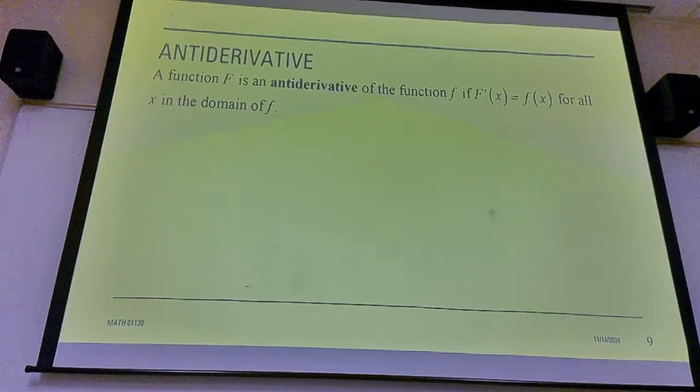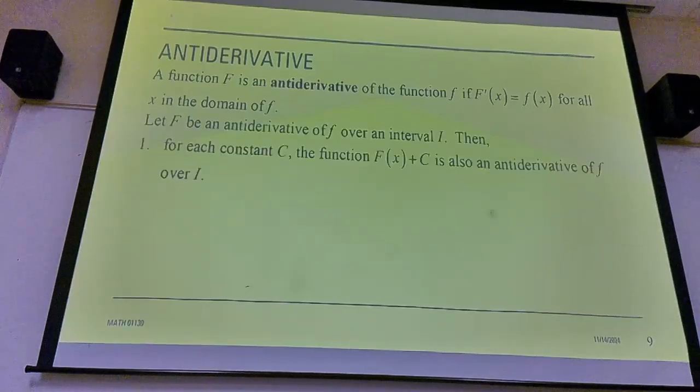Derivatives were unique, right? Each function had one derivative function. Are antiderivatives unique? No. If you differentiate a constant, you get zero, don't you? So if big F is an antiderivative of F, then so is big F plus C, for any constant C.